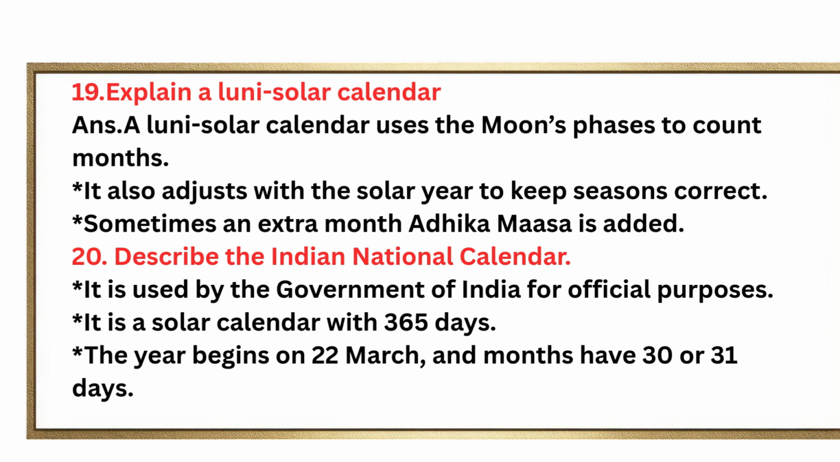Question number 20. Describe the Indian national calendar. Answer. It is used by the government of India for official purposes. It is a solar calendar with 365 days. The year begins on 22nd March and months have 30 or 31 days.